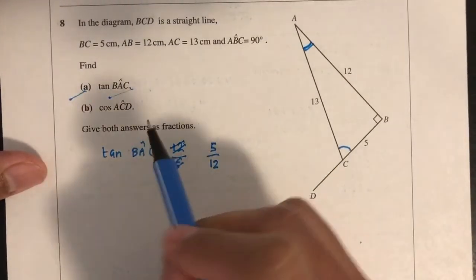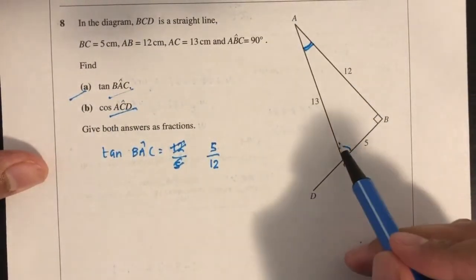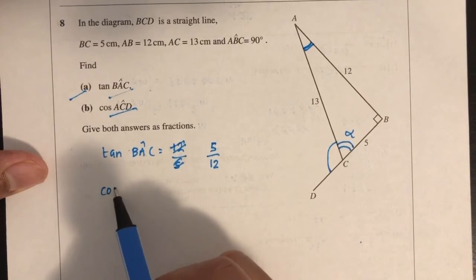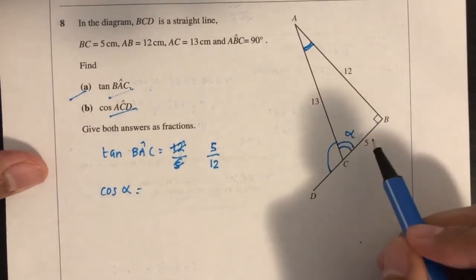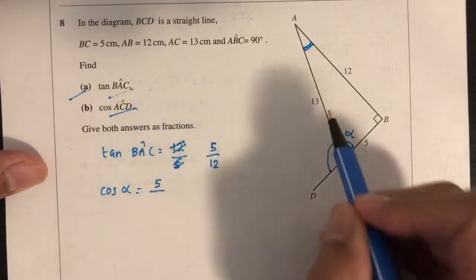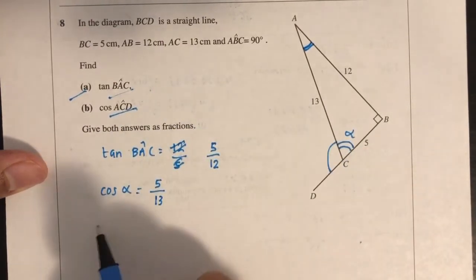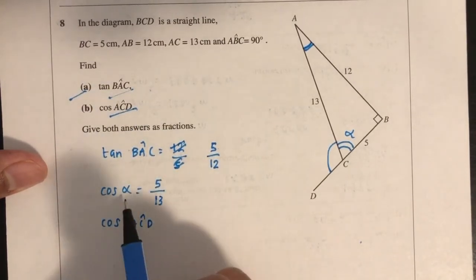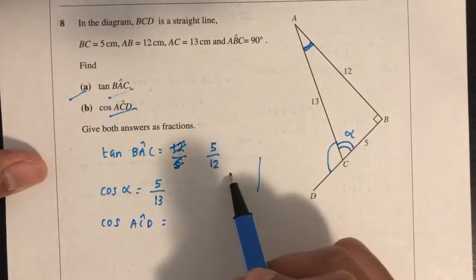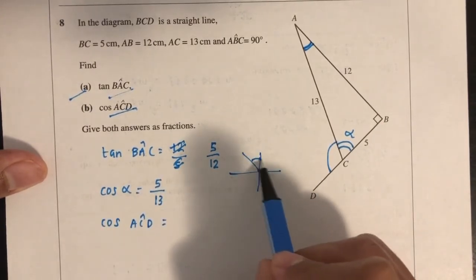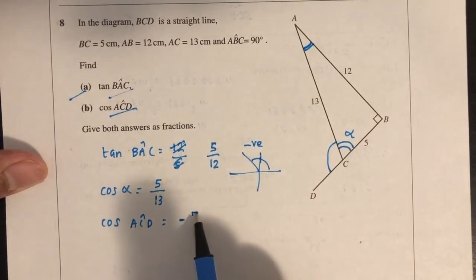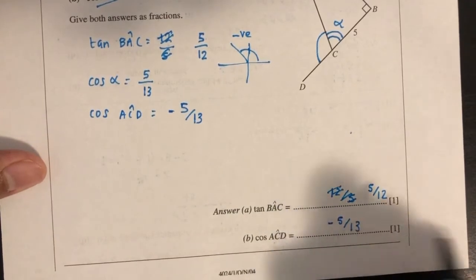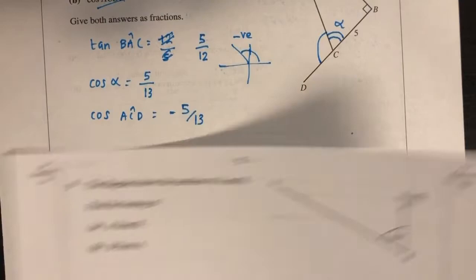Now for part B, cos of ACD. ACD, cos of this angle. So first you can find cos of this one. Let's call this alpha. So what is cos of alpha? That will be this side 5 over hypotenuse. That will be 13. Now what is this angle here? So ACD is 180 minus alpha, right? So as you know, the angle in this quadrant is negative for cos. So in that case, it will be minus 5 over 13. Minus 5 over 13. That is question number 8.